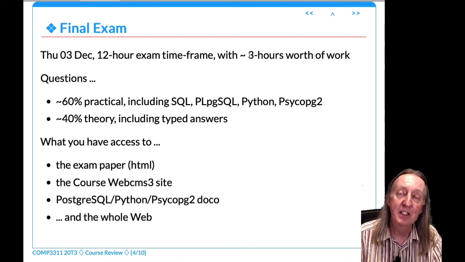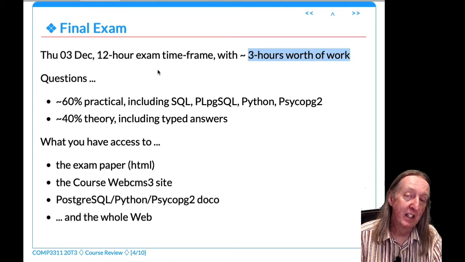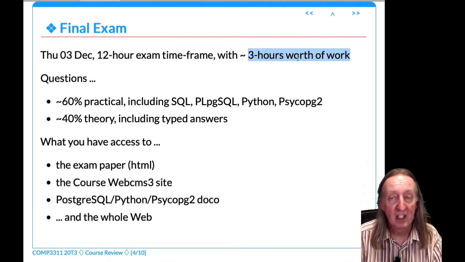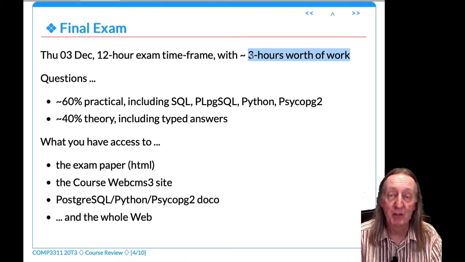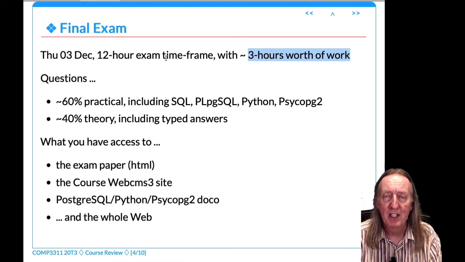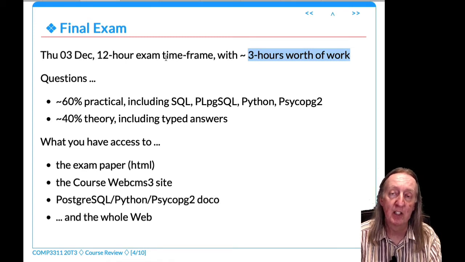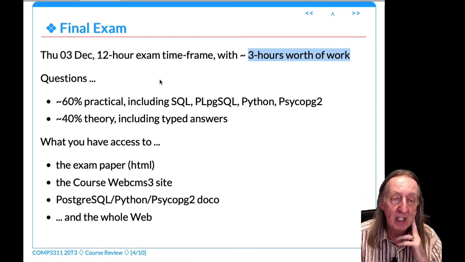I reckon the exam is going to have about 3 hours worth of work in it. You can spend your time however you like in that 12-hour period. You could do 1 hour, go and have a cup of coffee for an hour, come back, do another hour, go and have lunch, come back, do another hour, go and have afternoon tea, come back and do another hour if you need to do 4 hours work. I suspect most people will take between 3 or 4 hours total working time, but they can spread that 3 to 4 hours across the 12-hour period however they like.